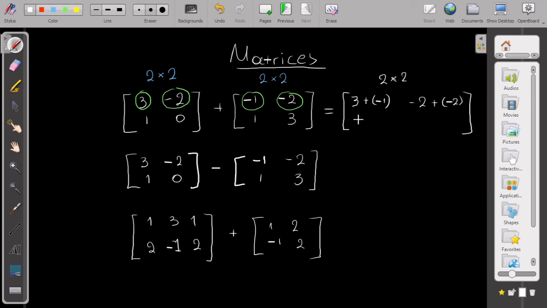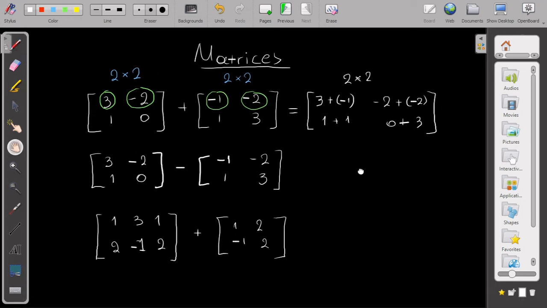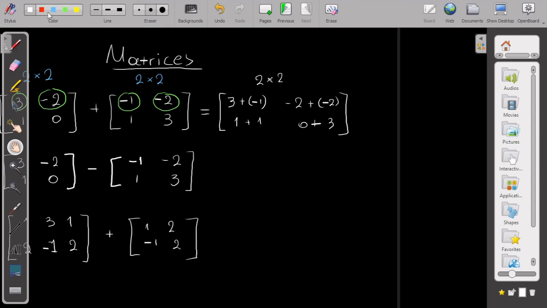And let me add all the other elements. 1 plus 1, and the other 0 plus 3. So how much is going to be? The new matrix will be 3 minus 1, 2, minus 2, minus 2, minus 4, 2, and 3.